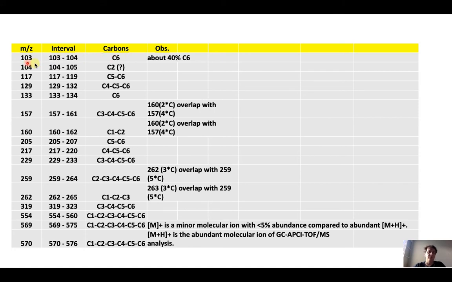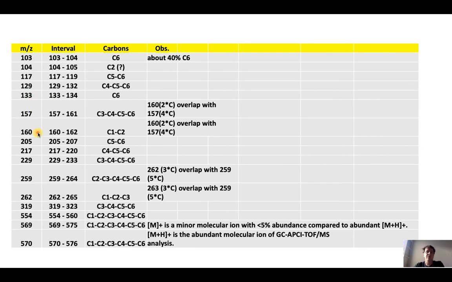For example, 103 has the carbon 6, but GC APCI showed that there is a second peak, and about 40% is the carbon 6, and the 60% is the other peak that we don't know. It probably does not contain carbon from the glucose. 104 overlaps with the 103, so we cannot trust them. The most prominent fragments that we believe we can use are 129, 133, 160.